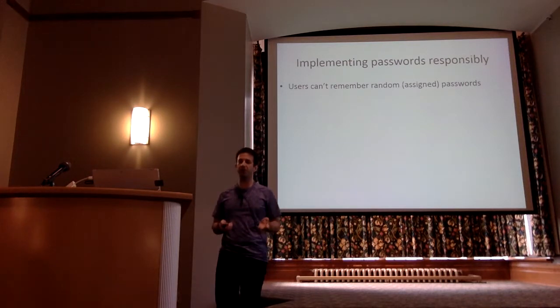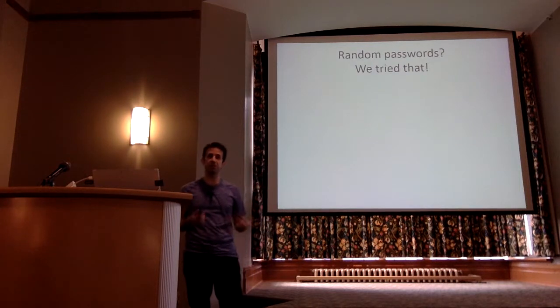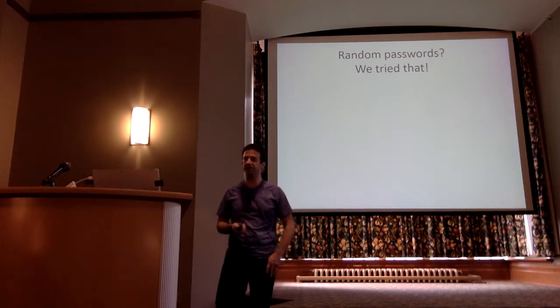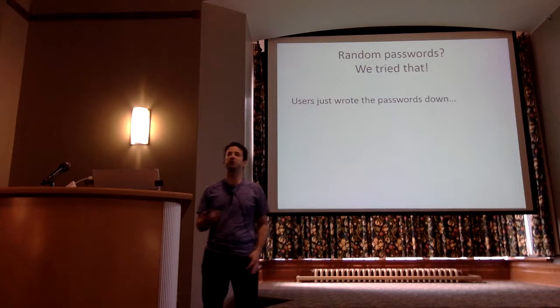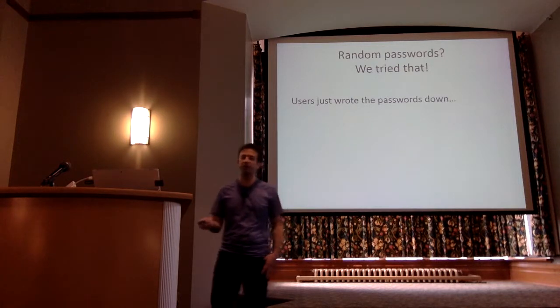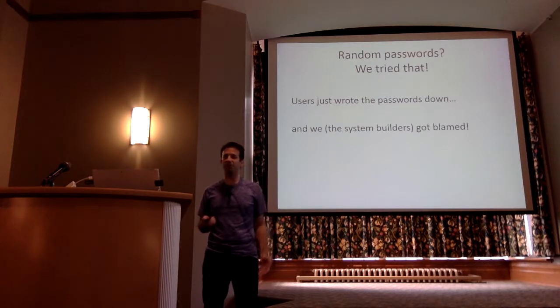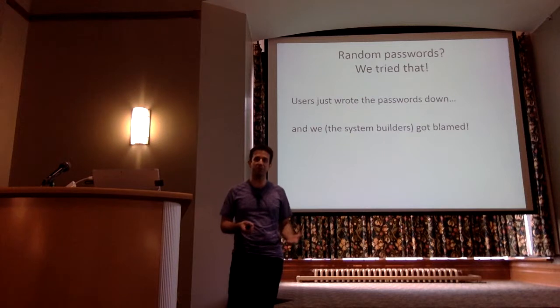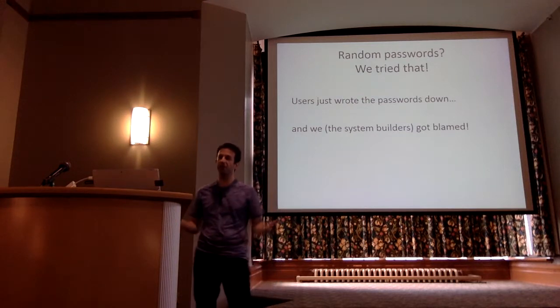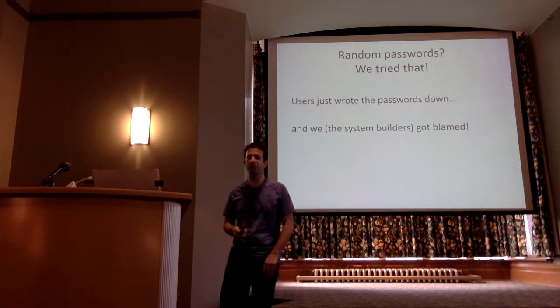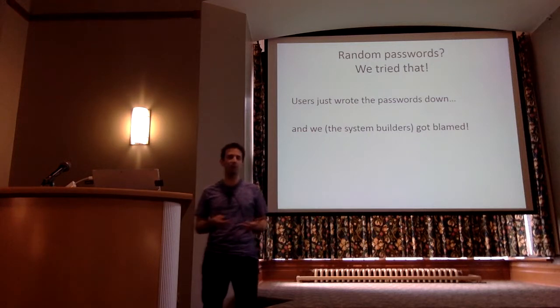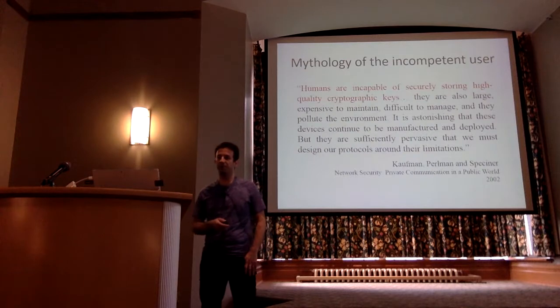So, users can't remember random passwords. It's something we learned because this was actually tried a bit in the 60s and the 70s. And what they found is a lot of users, of course, just wrote the passwords down. And they blamed the users for this for a while, but eventually the system builders got blamed because users kept doing it, and they kept building systems this way. And so they decided to abandon this idea, because if you just tell someone you have to remember this 12-character string, we're not really built for that.